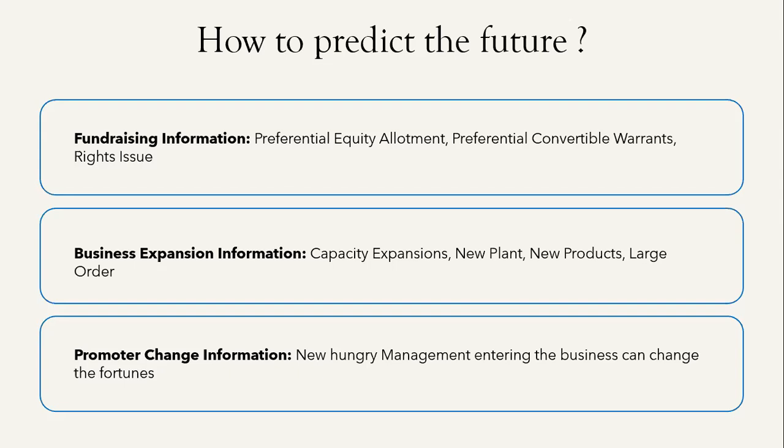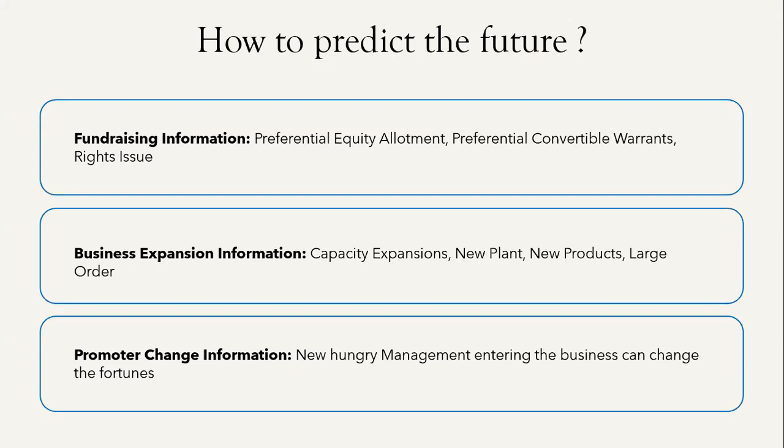What is warrant? You have to pay 25% money on day one, 75% money later, and you get the stocks when you pay the full 75% later. It is similar to preferential equity allotment, just that you pay 25% money on day one and 75% money within the next 1.5 years. So that is preferential convertible warrant.